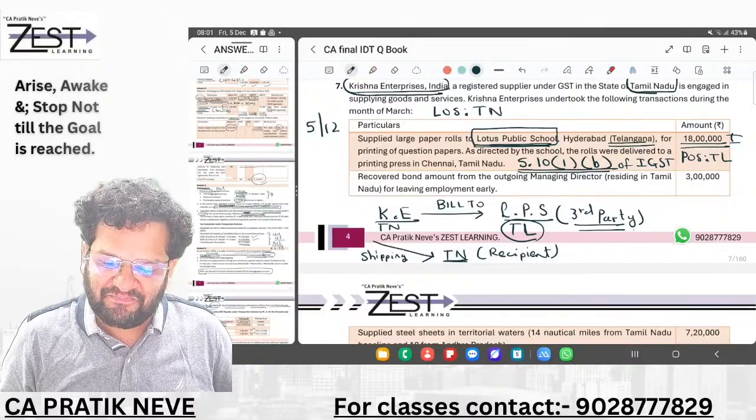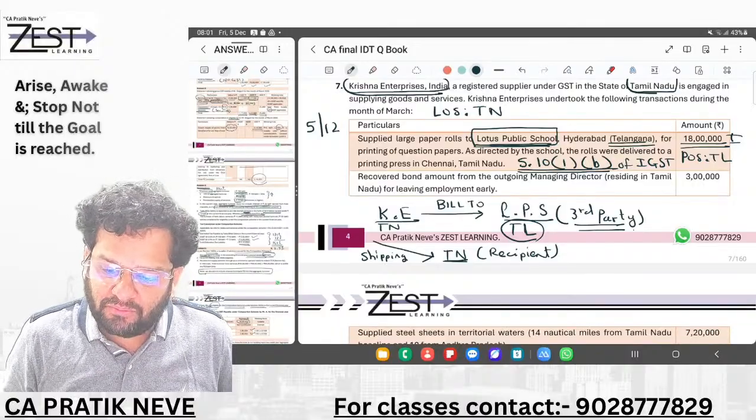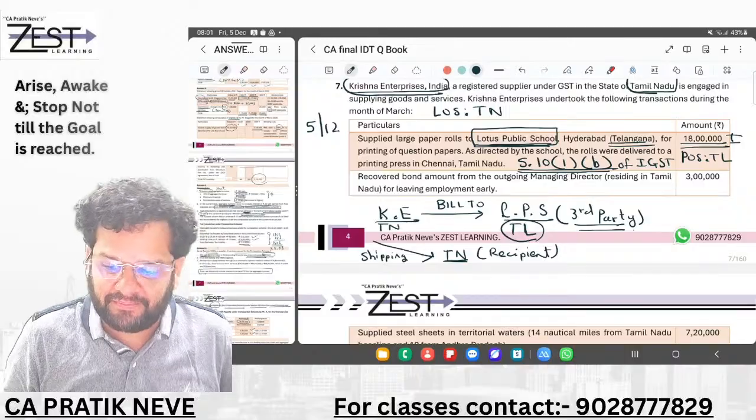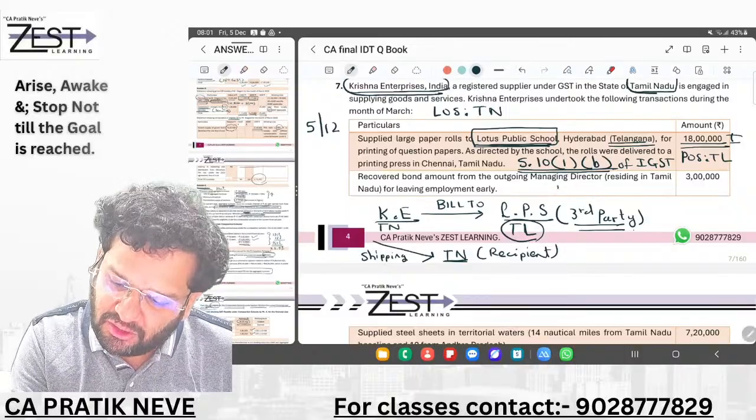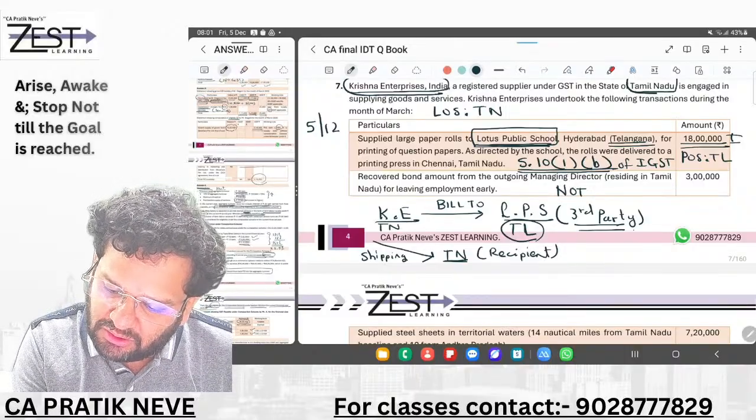Okay, then recovered bond amount from an outgoing MD. So see, this is not taxable. This is not supply.